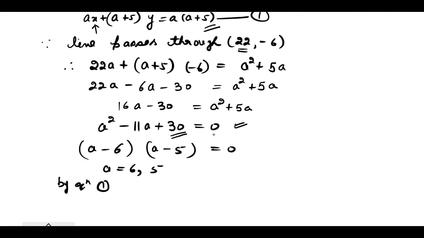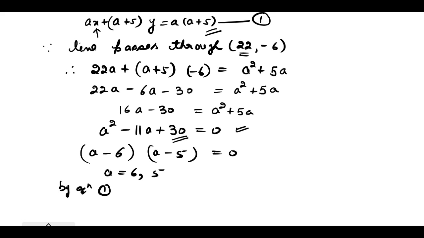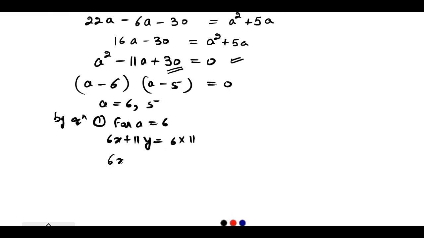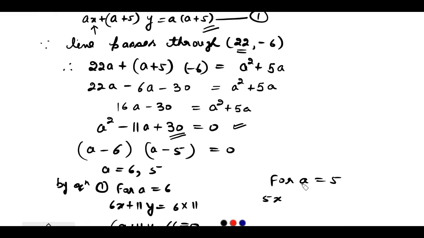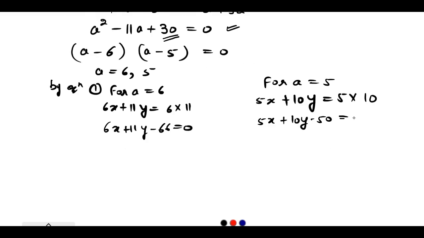Now put these values of a in equation 1, you will get the equation of line. First, for a is equal to 6, 6x plus 11y minus 66 is equal to 0. Now for a is equal to 5, dividing by 5, x plus 2y minus 10 is equal to 0.